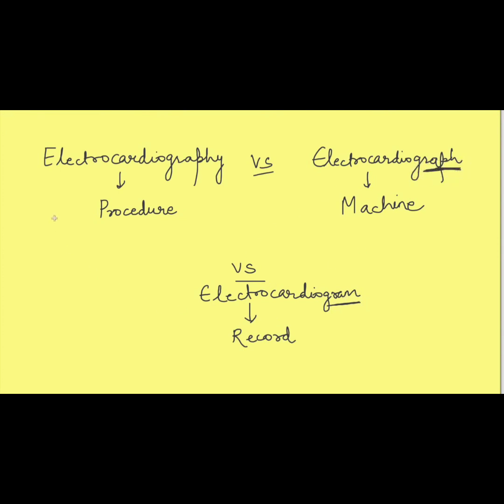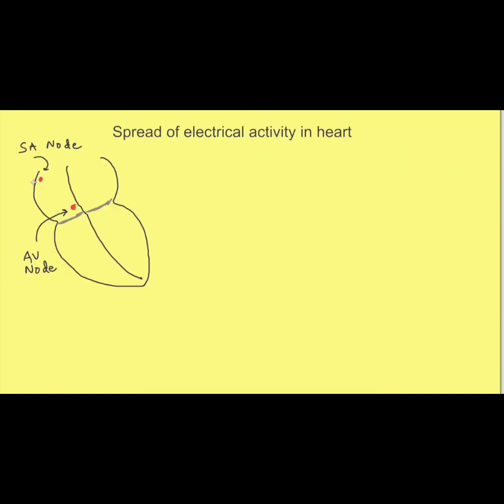Okay, since electrocardiography is the procedure of recording the spread of electrical activity in the heart, that means for knowing ECG, first we should know how the electrical activity spreads in the heart. Initially, the impulse travels from the SA node to the AV node, depolarizing the atria in between via gap junctions, and the average direction of depolarization of the atria is like this.